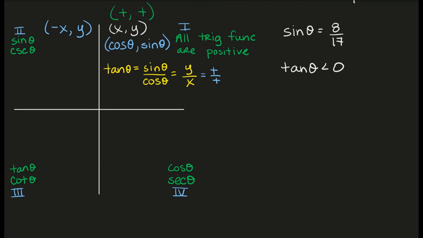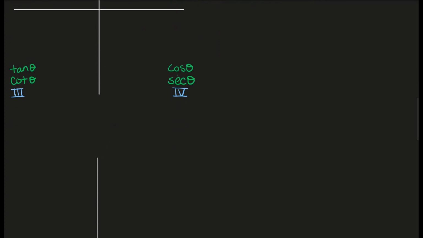I'm sorry, y'all. Sine is positive and cosecant is positive. Woo, it's been a long day. So in quadrant 3, tangent and cotangent here are both going to be positive.